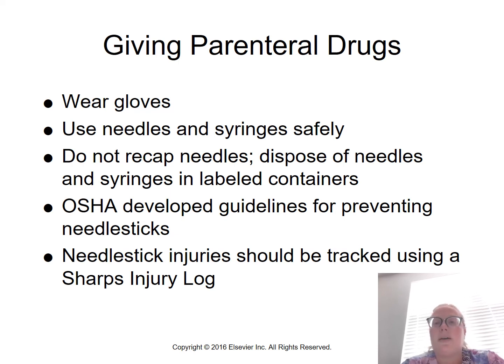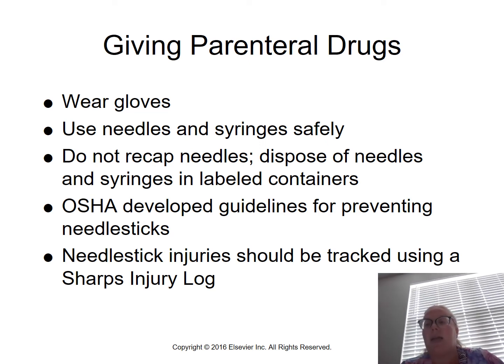Okay, so in terms of giving parenteral drugs, you want to make sure that you wear gloves. You use needles and syringes very safely. Fortunately, most hospitals and healthcare facilities use needleless systems, retractable needles, or needles with plastic guards that flip over the needle to prevent against needle sticks. Here's a key thing. You need to understand how needles and safety syringes work before you use them. You don't want to have a user error where you don't know how a piece of equipment works and you stick yourself trying to get it to work correctly. So being educated on how these safety devices work is very, very important.